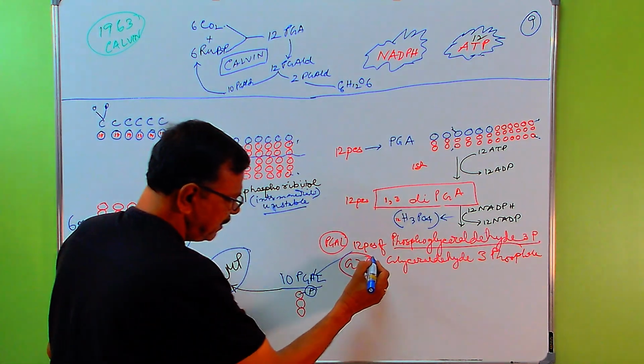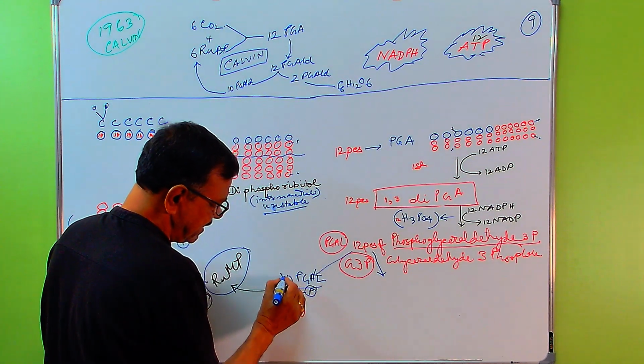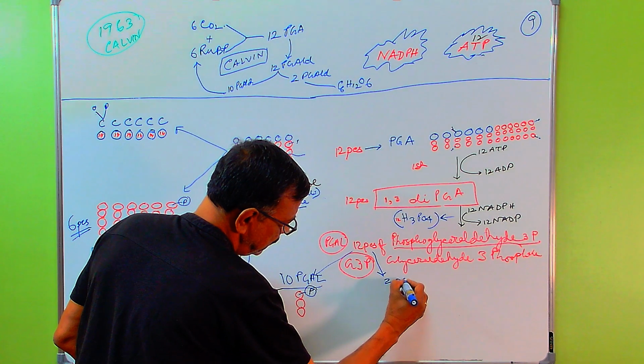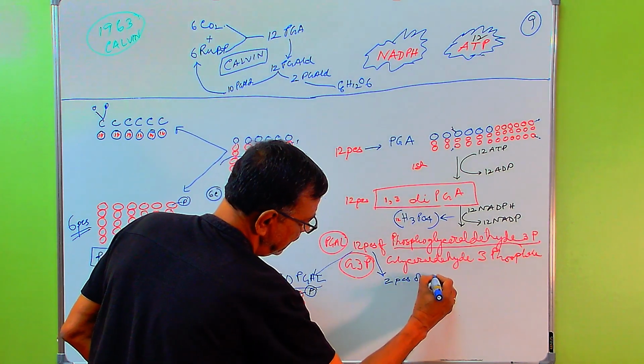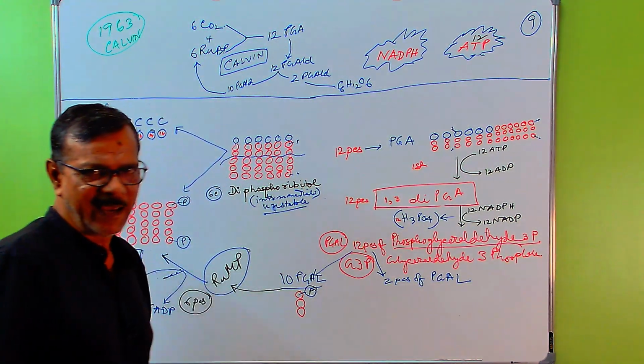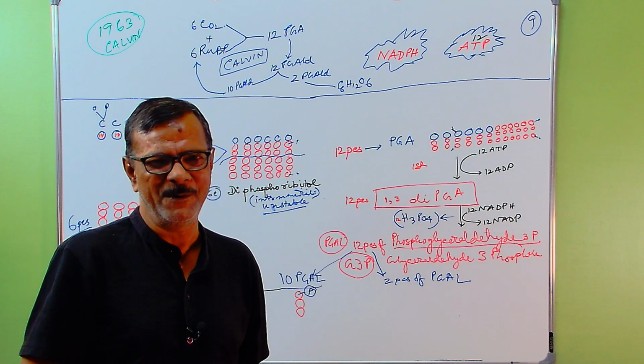Now we have left over 12 pieces. Out of 12 pieces, 10 pieces are done. I have got 2 pieces of PGA, phosphoglyceraldehyde. This I will get in the next episode.